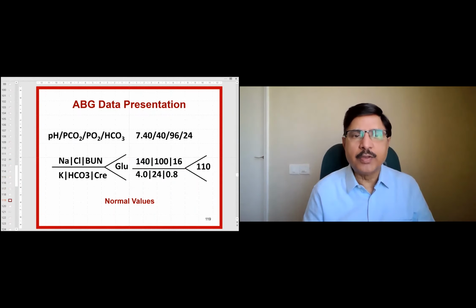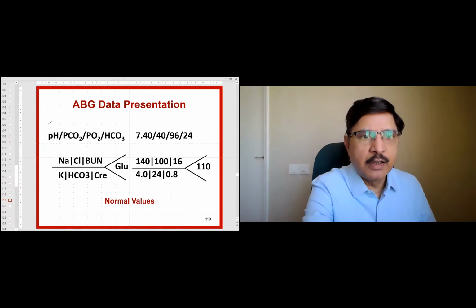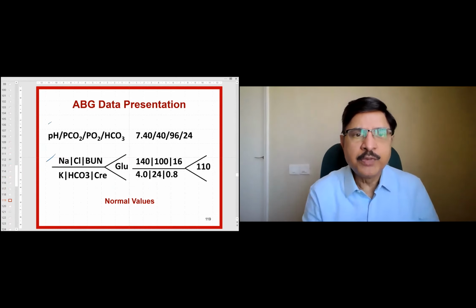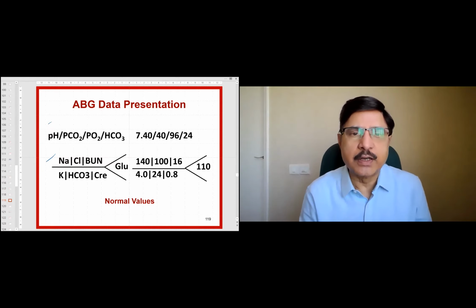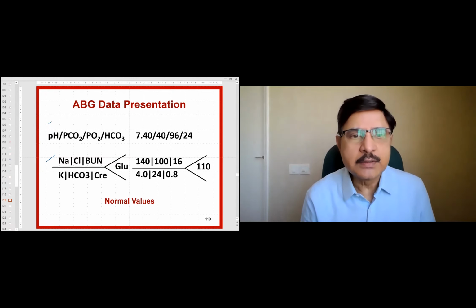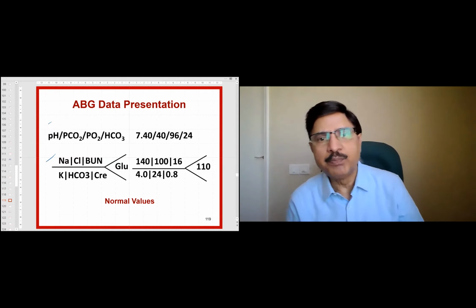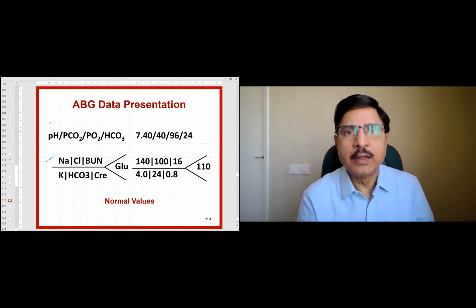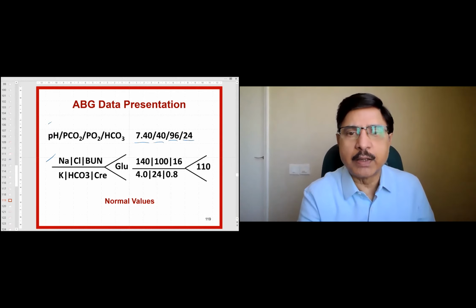So this is how we write the acid-base data. The first line is the arterial blood parameters, and the second line is the venous plasma data. The first number that you write is the pH. The second number is the PCO2. This is the PO2. This is the bicarbonate.